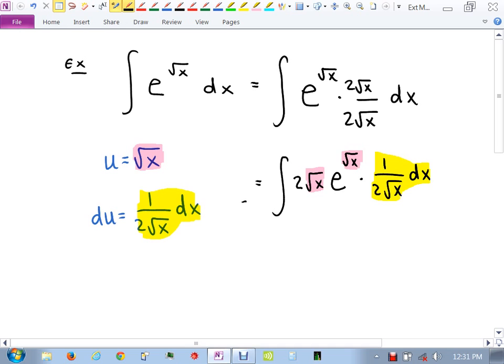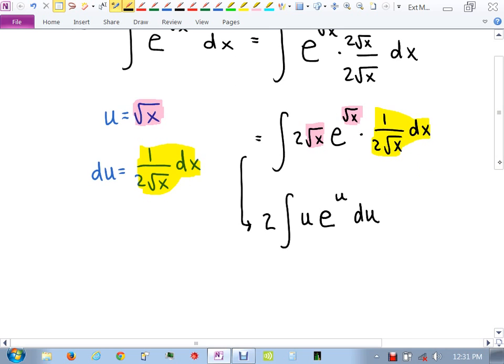So let me rewrite the integral. It is now 2 integral u e to the u du. Do you all agree with that? Replacing everything, the 2 comes out of the integral. The square root of x is u. e to the square root of x is e to the u. Then 1 over 2 root x dx is du. So that's just a straight substitution. And now I have a new integral that's u e to the u. Isn't that what you said you had at some point also? An integral u e to the u? Or no? You had something like it? Do I have any questions on that?